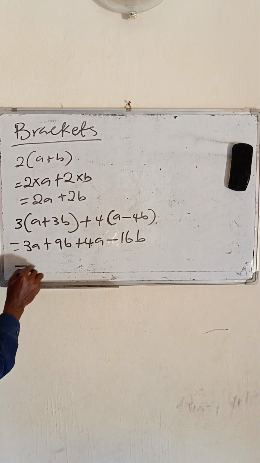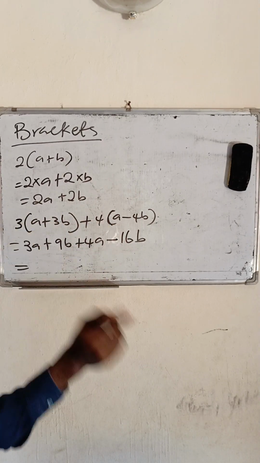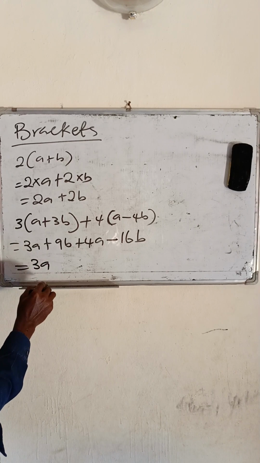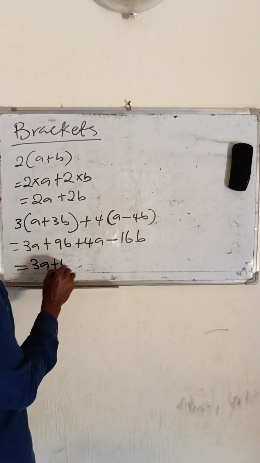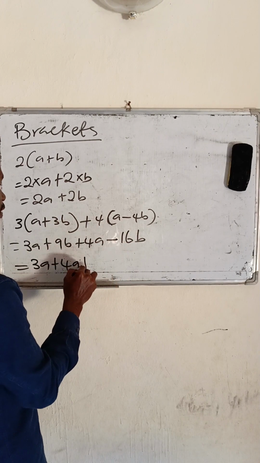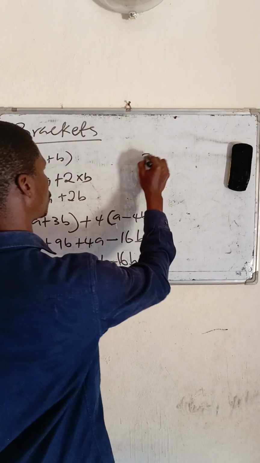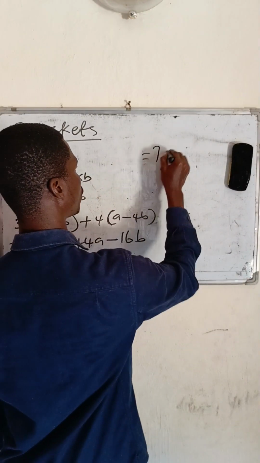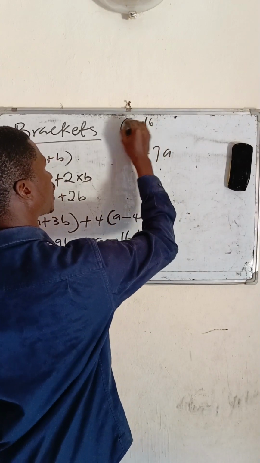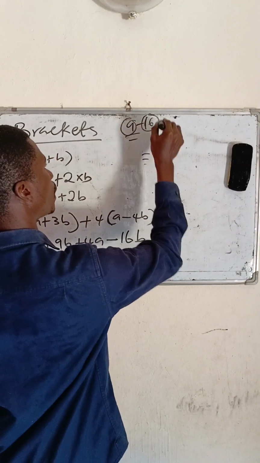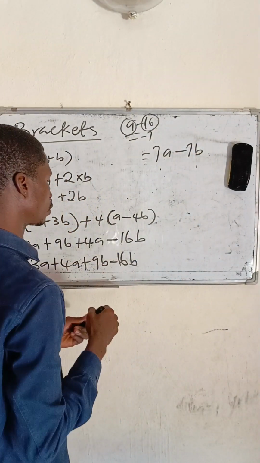You take like terms. I hope I'm not making any mistake. Good. What are your like terms? 3A, the one with the same letter, and 4A. Then this and this, 9B and minus 16B. 3 plus 4, we have 7A. 9 minus 16, what do you do? You have 9 naira and you're owing 16 naira. If you pay, you still owe the person 7 naira. So you put minus 7B. That is the explanation.